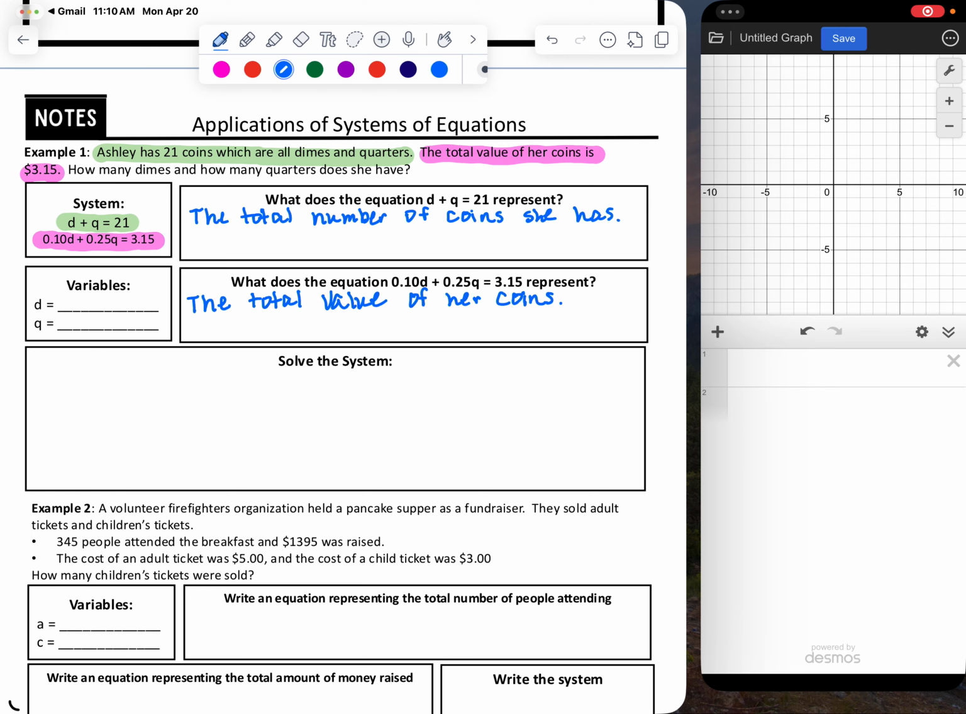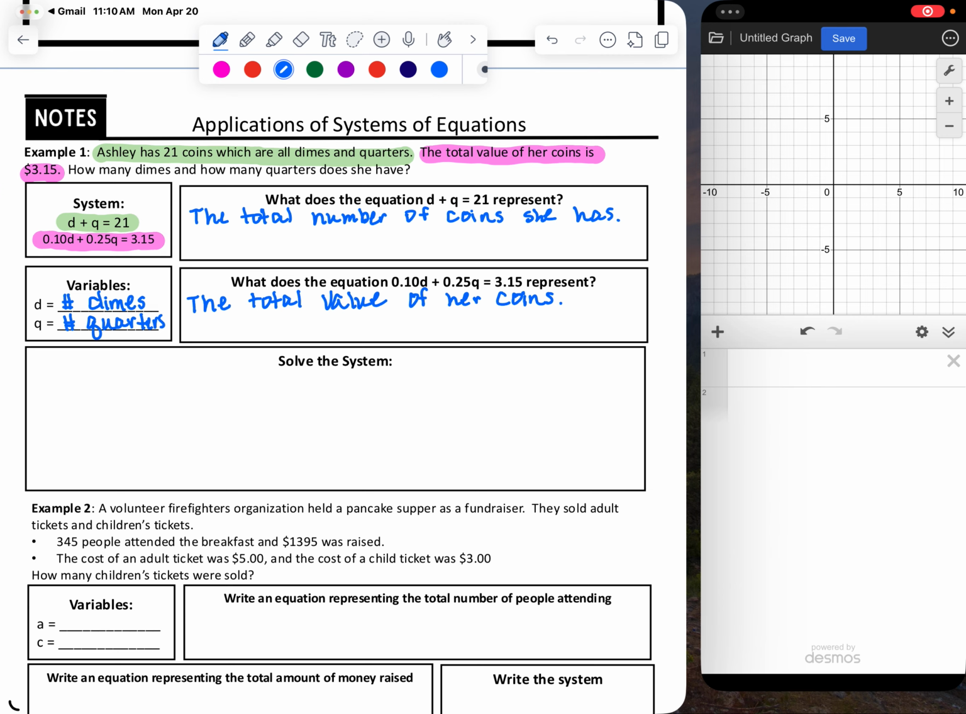All right. The next thing they want us to tell is, what does each variable represent? So the D in this problem represents the number of dimes she has, and the Q represents the number of quarters she has. Now, the question we're trying to find out is, how many dimes and how many quarters does she have? Okay, we know they have to add up to 21, but we don't know, does she have 10 and 11? Does she have 18 and 3?